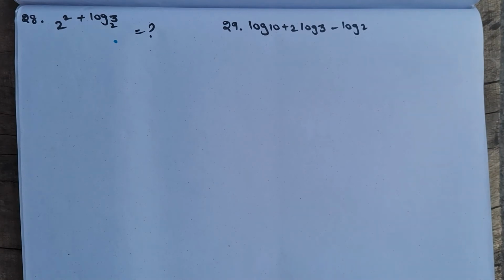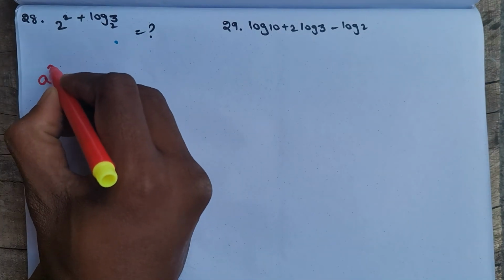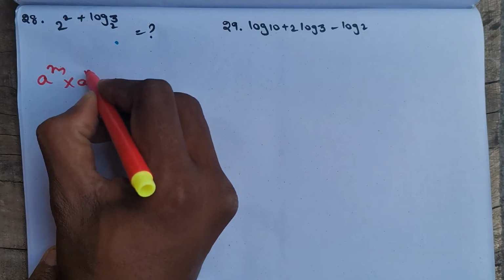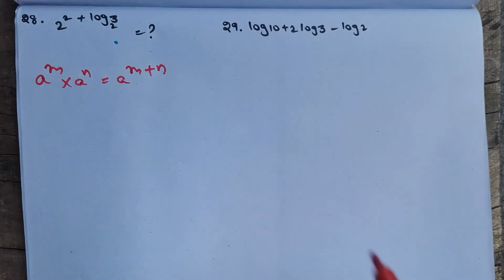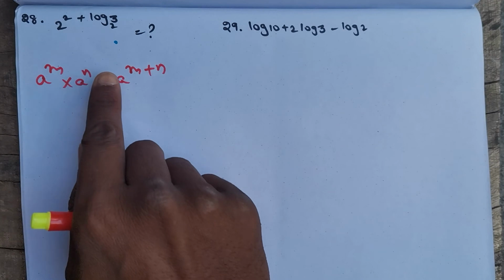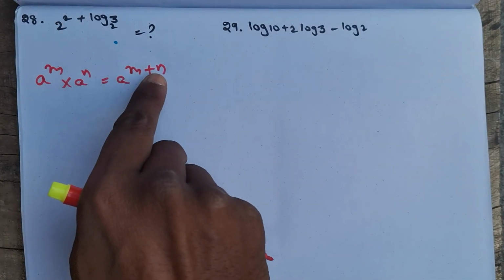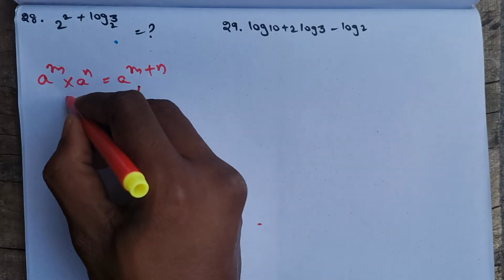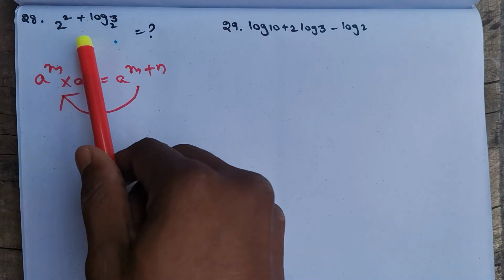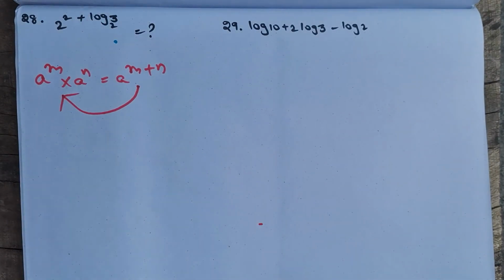2 power (2 plus log 3 base 2). If we observe the question clearly, it is in the form of a power m into a power n is equal to a power m plus n. Now the given question is in the form of a power m plus n, where m is 2 and n is log 3 base 2. So now we need to bring it from this side to this side. The given question is in the form of a power m plus n. We need to bring it back to a power m into a power n.